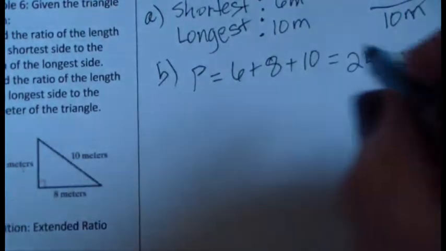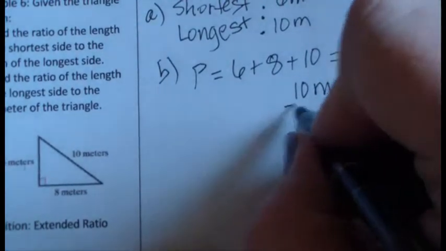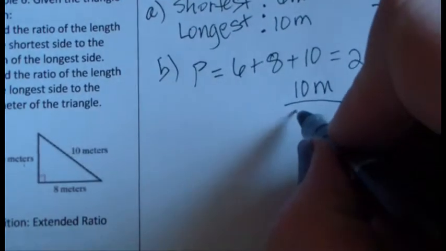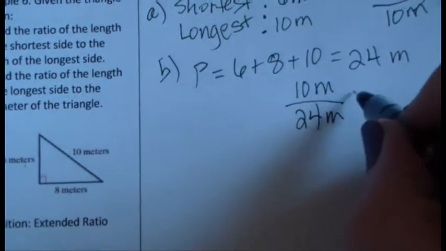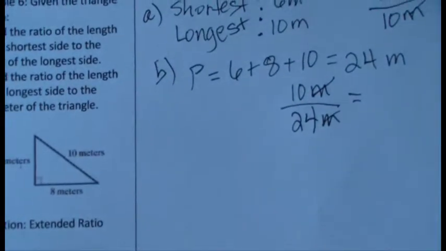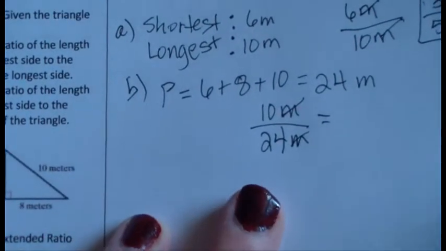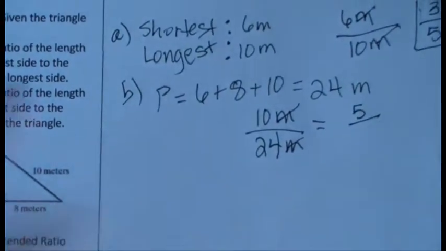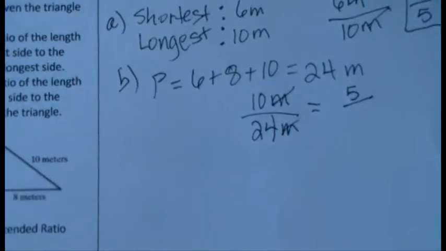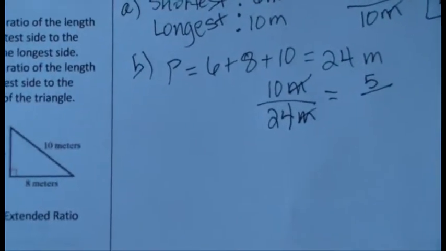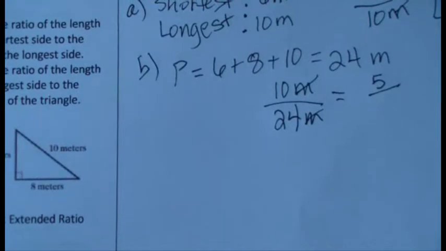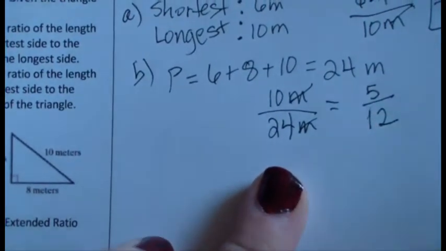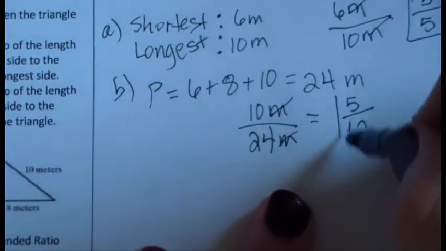And we want to find the ratio of the length of the longest side, which we know from part A is 10 meters long, to the longest, no, not the longest side, the perimeter, to the perimeter, which is 24. Again, our meters are going to divide out, and we are left with 10 over 24 reduces, 2 goes into 10 5 times. Okay, so we got 2 divides 10 5 times, 2 divides 24 12 times. So our ratio is going to be 5 over 12.